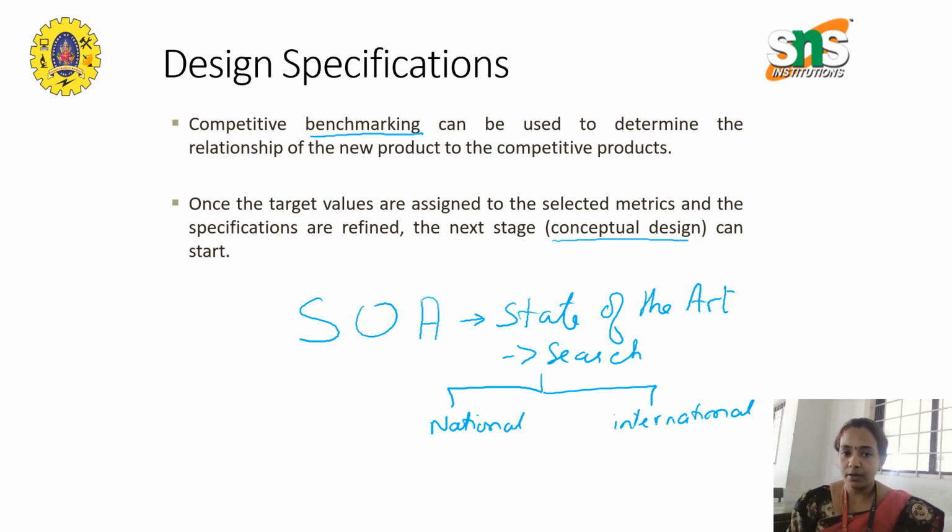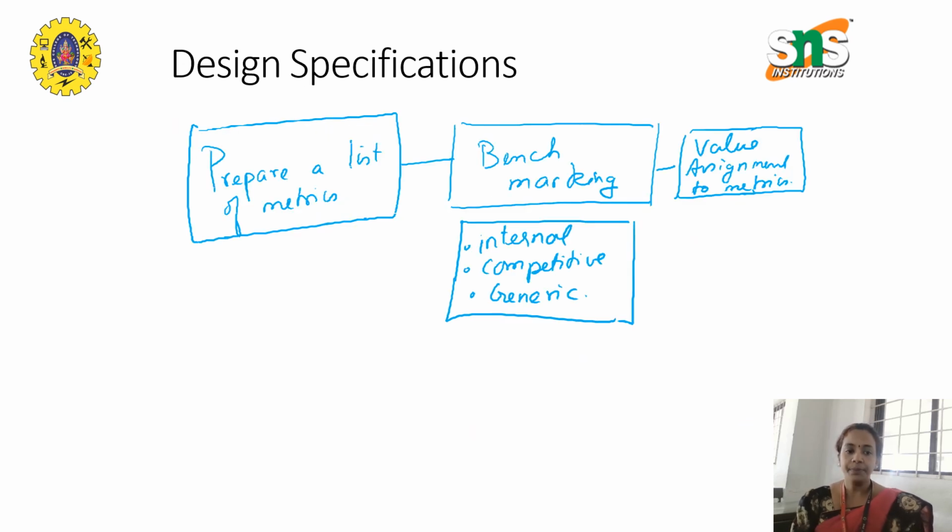Competitive benchmarking can be used to determine the relationship of the new product to the competitive product. Once the target values are assigned to the selected metrics and the specifications are defined, the next stage, conceptual design, can start. So, state-of-the-art search is of two types. First one is the national level and another one is the international level.